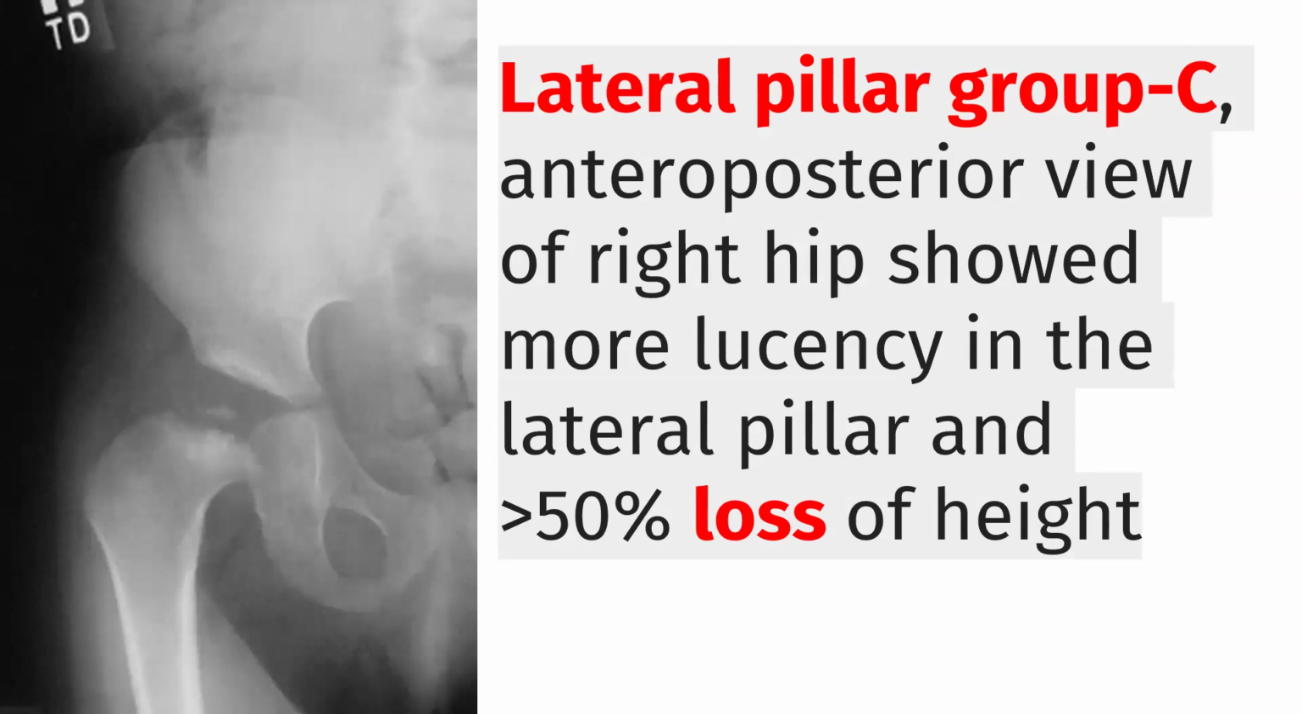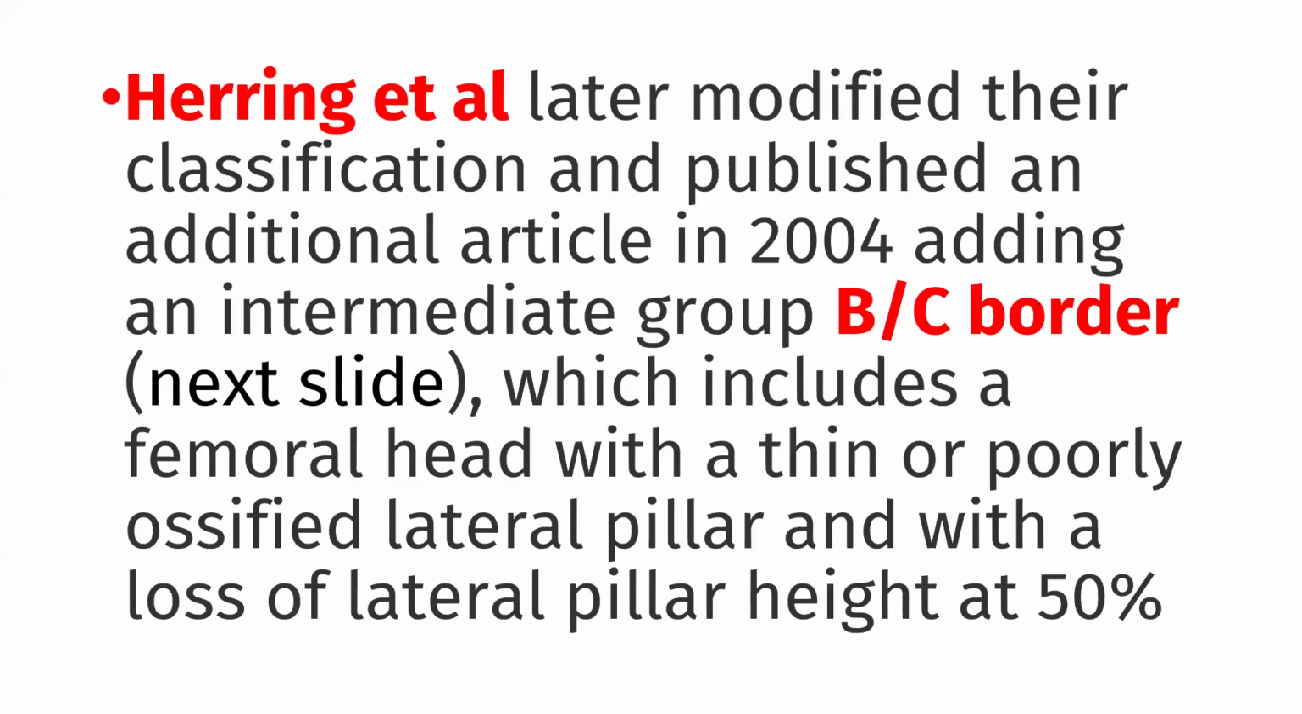Now, BC was created later, and they modified their classification and published an additional article in 2004, adding an intermediate group, BC border, which includes a femoral head with a thin or poorly ossified lateral pillar and with a loss of lateral pillar height at 50%. They stress that 50%, not more, not less. This is BC.